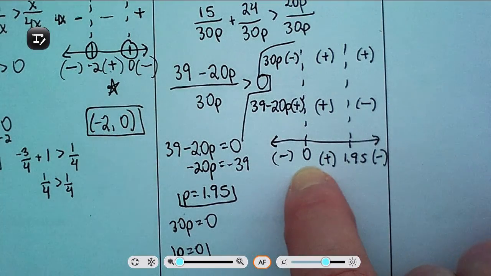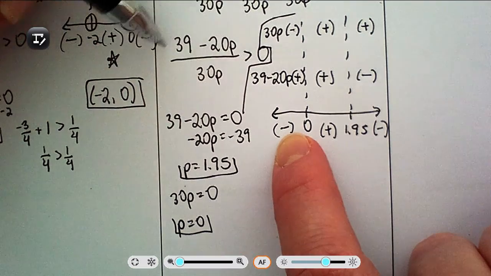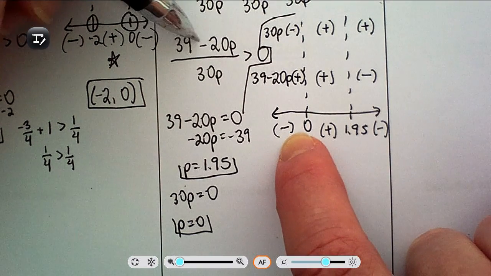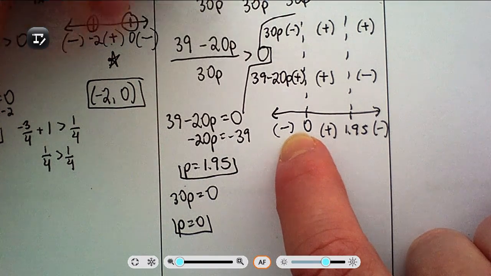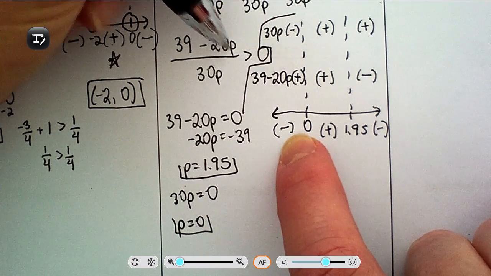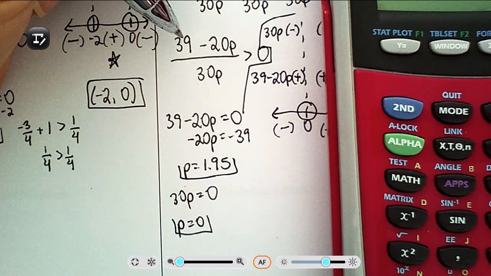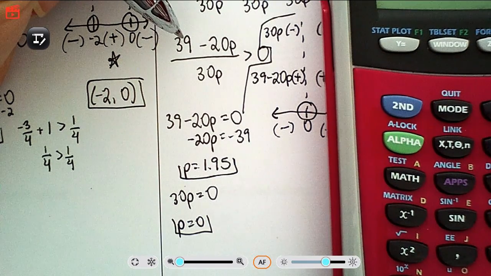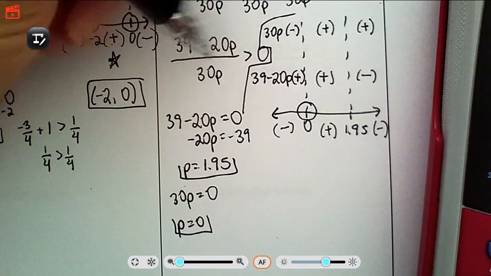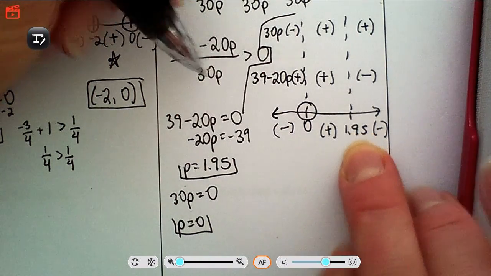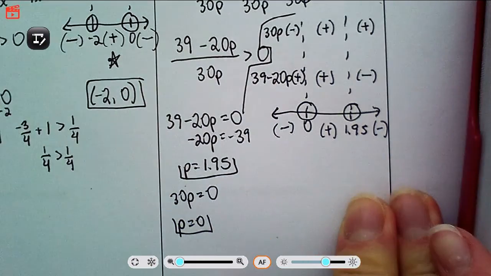And let's also test the boundary values themselves, 0 and 1.95. I'm going to plug them into this expression where I got it greater than 0. So 39 minus 0 is 39, but divided by 30 times 0 is 0. Anything divided by 0 is undefined, and so that cannot be a solution. Let's try 1.95. 39 minus 20 times 1.95 is 0, and 0 divided by anything is 0, and 0 is not greater than 0 though, so that's going to be an open circle at 1.95.